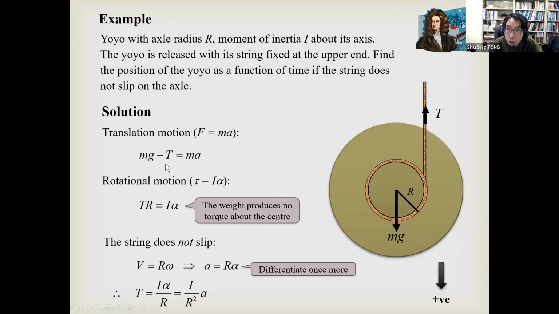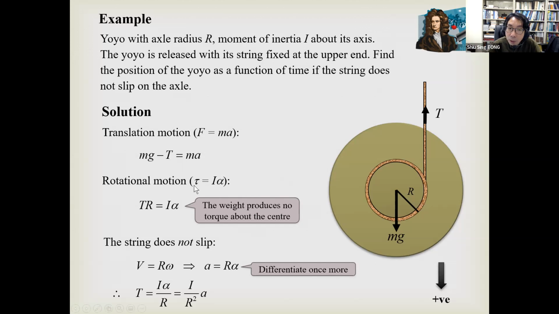So that means mg minus T is the net force, and the net force will produce the acceleration according to Newton's second law. So mg minus T is ma. Okay, that is the translational equation. And we also have the rotational motion in this case, and we apply tau equal to I alpha. This is what we have just learned, right?